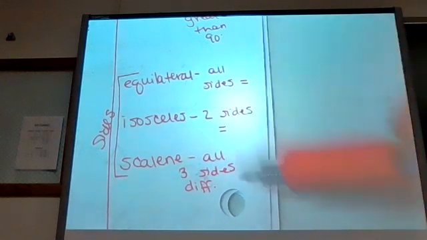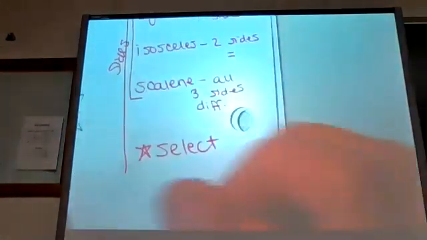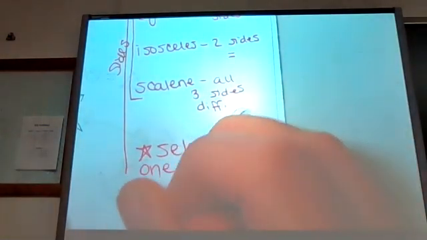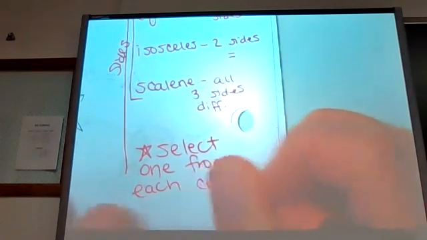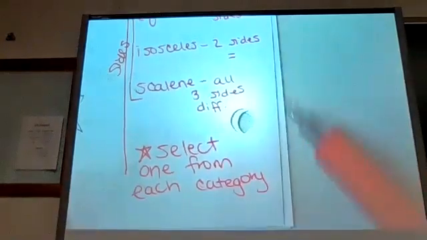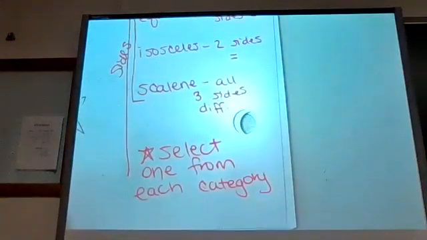And what we're going to do is we're going to choose one from each category, to identify what type of triangle we have. So angle, sides, angle, sides, angle, sides.